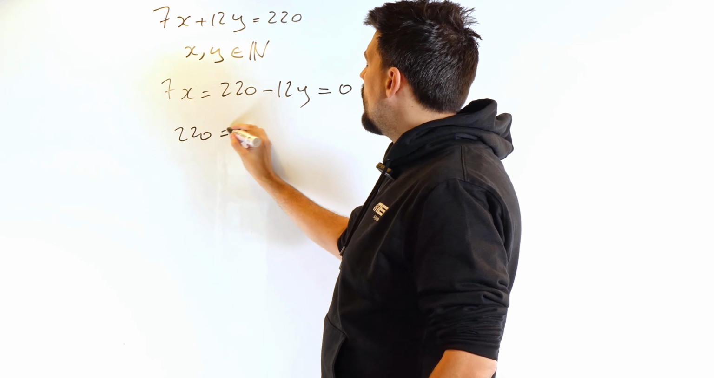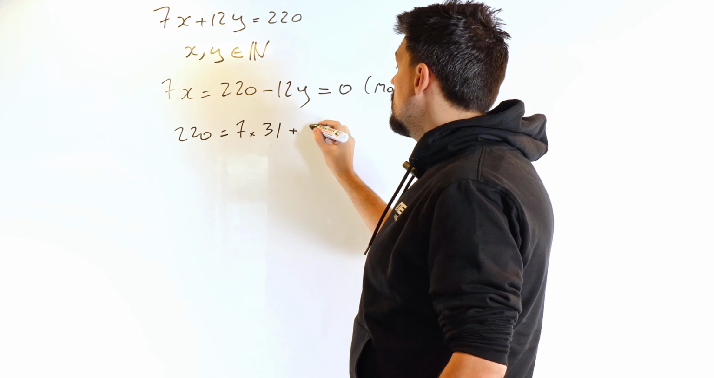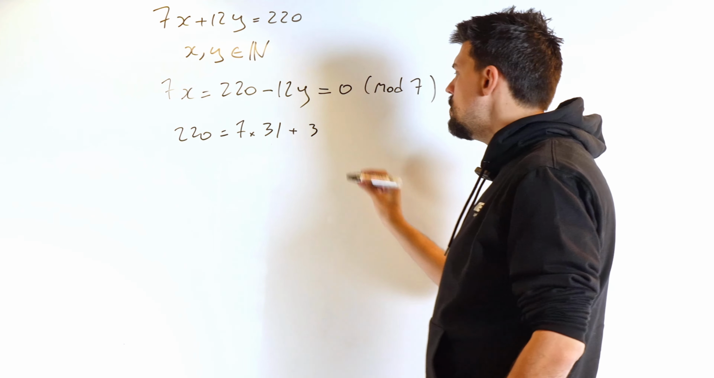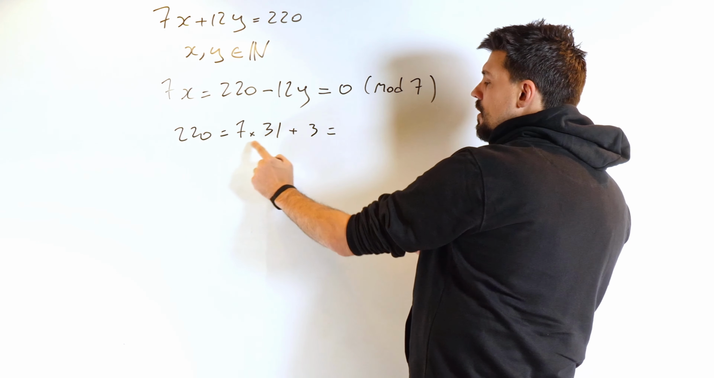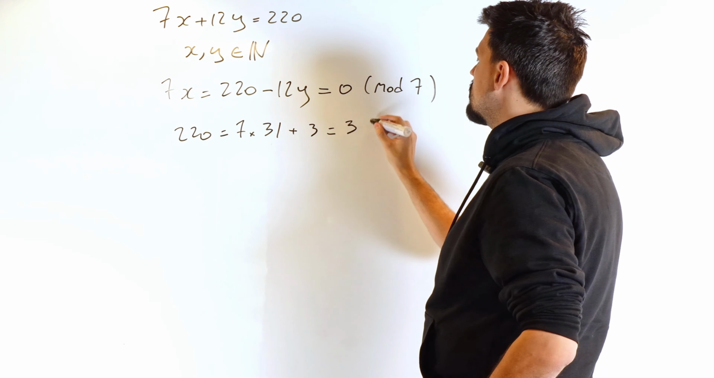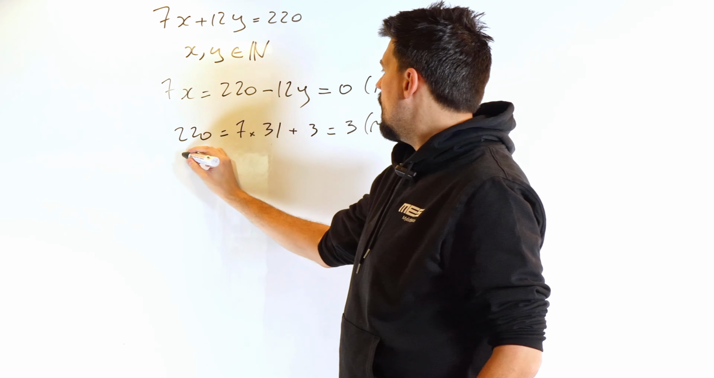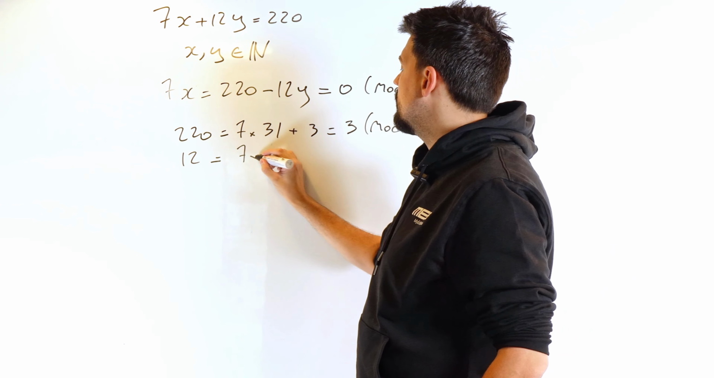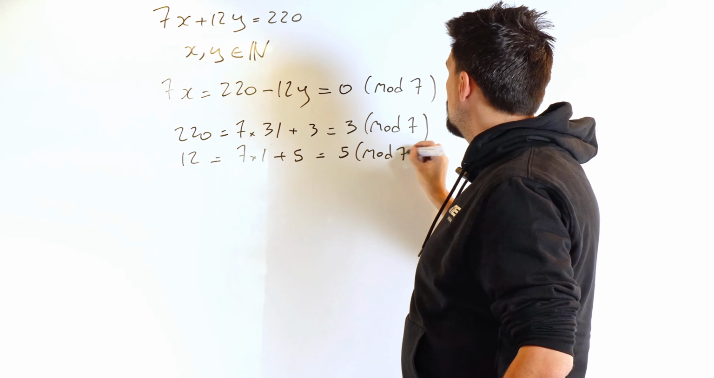So 220 is 7 times 31 plus 3. If I divide 220 by 7, I will get 31, whatever, but I'll get a remainder of 3. So 220 is 3 modular 7. And 12, well, that's 7 times 1 plus 5. That is equal to 5 modular 7.